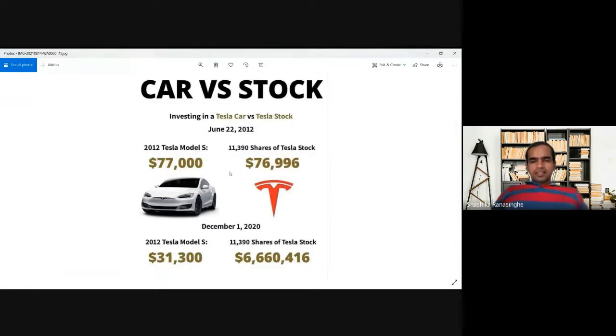About $6.76 in 2012. So 8 years down the line, A's car, the car that was purchased by A, is now worth $31,300. He spent $77,000, bought a car, and the car price after 8 years is $31,300.